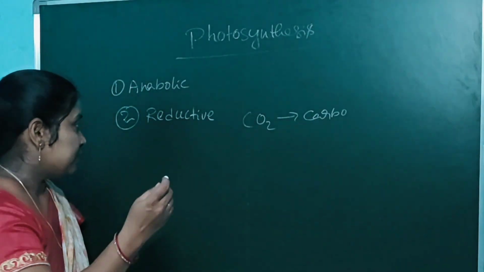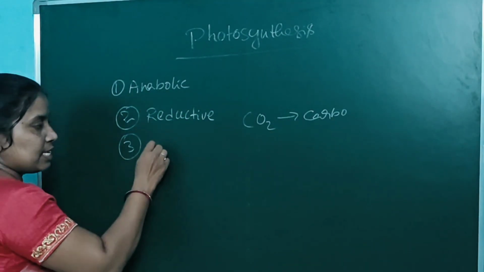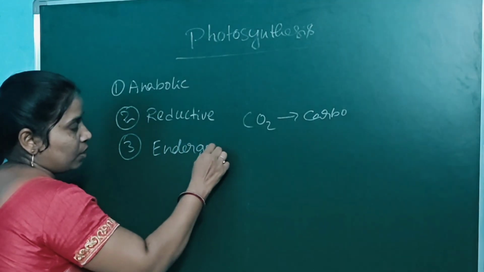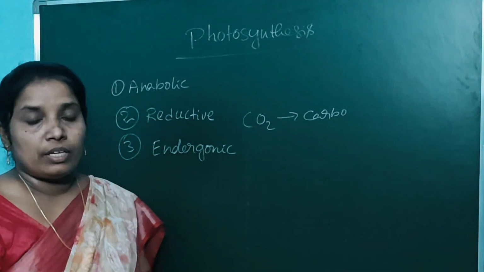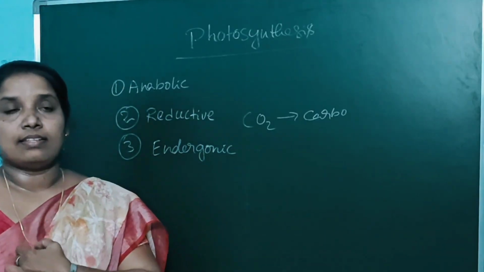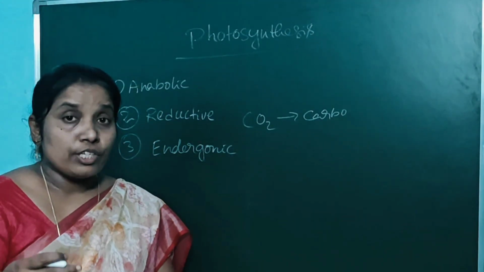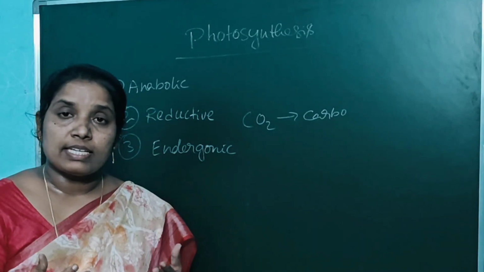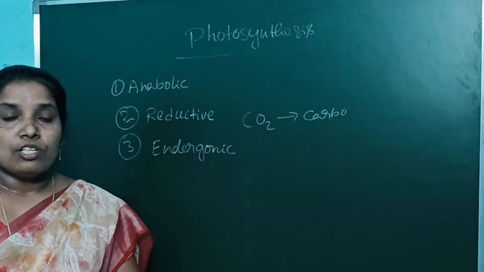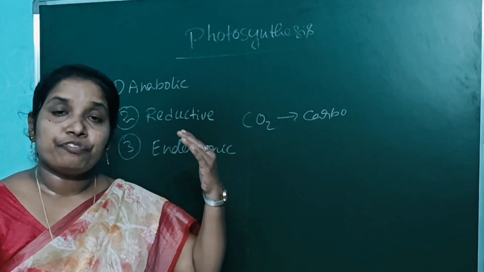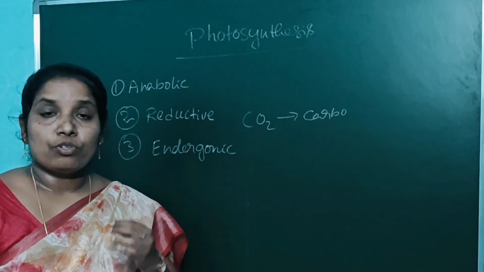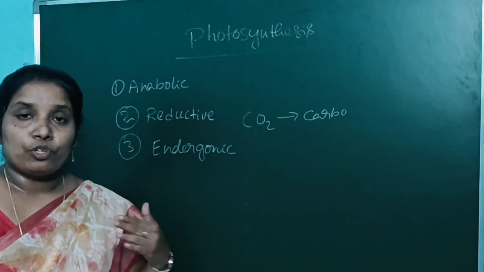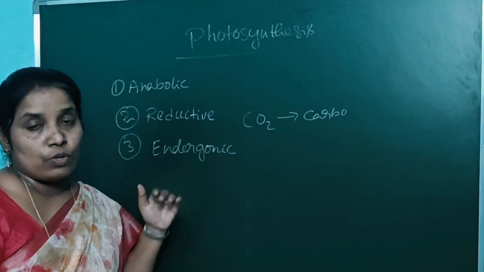The third one is that photosynthesis is an endergonic process. Endergonic means it takes energy from the outside. The energy source is solar energy, which is fixed into a chemical form. So it takes energy from the outside. That's why photosynthesis is an endergonic process.